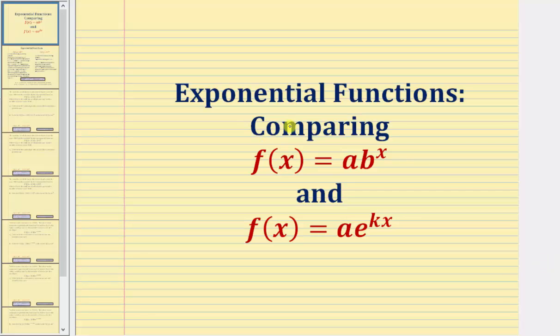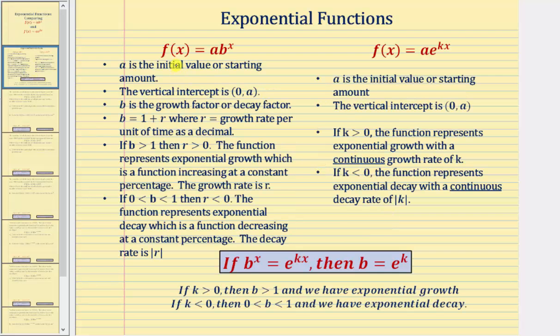Welcome to a lesson comparing exponential functions in the form f of x equals a times b raised to the power of x and f of x equals a times e raised to the power of kx. When we have an exponential function in the form f of x equals a times b raised to the power of x, a is the initial or starting amount, the base b is equal to 1 plus r, where r equals the growth rate per unit of time as a decimal.